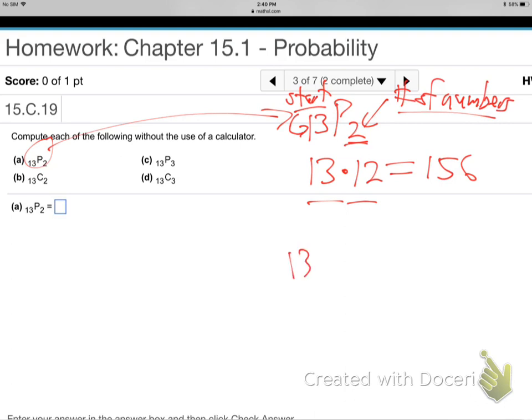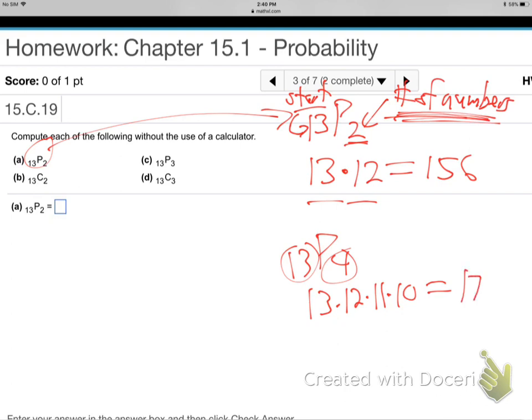So, for example, 13P4 would be start at 13, go down one every time, doing a total of four numbers. So 1, 2, 3, 4 numbers. There it is, whatever that equals. Does that make sense? You start at the first number, and the second number is the total number of numbers. I haven't showed you the C yet, but is that good so far for the P? So the first number is your starting number. The second number tells you how many numbers you're going to have. So that would be 13 times 12 times 11 times 10, 17160.